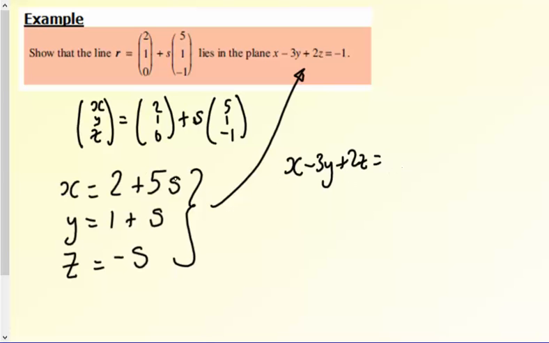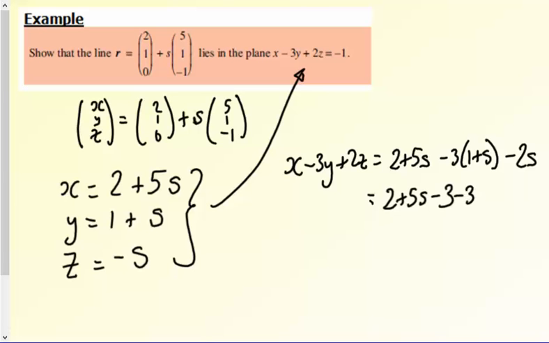So x is 2 plus 5s, minus 3 lots of y, so 1 plus s, and then we've got 2 lots of z, so that's minus 2s, and that should give me a value of minus 1. So 2 minus 1 there, 5s minus 3s minus 2s, all the s's cancel out, it gives me a value of minus 1. Therefore the line lies in the plane.